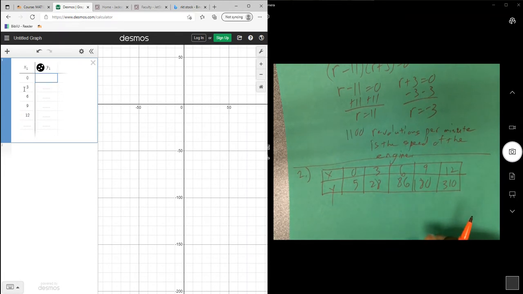Then we will have 5, 28, 86, 180, and 310.